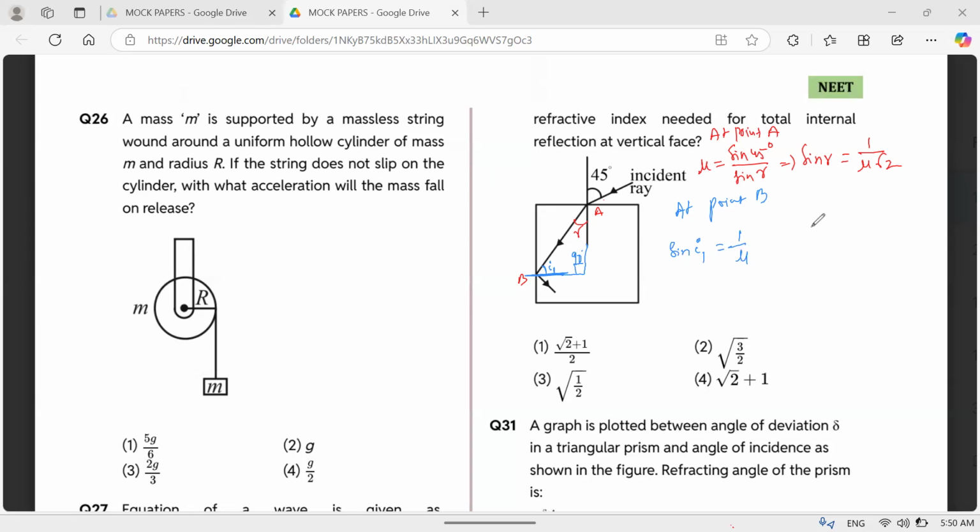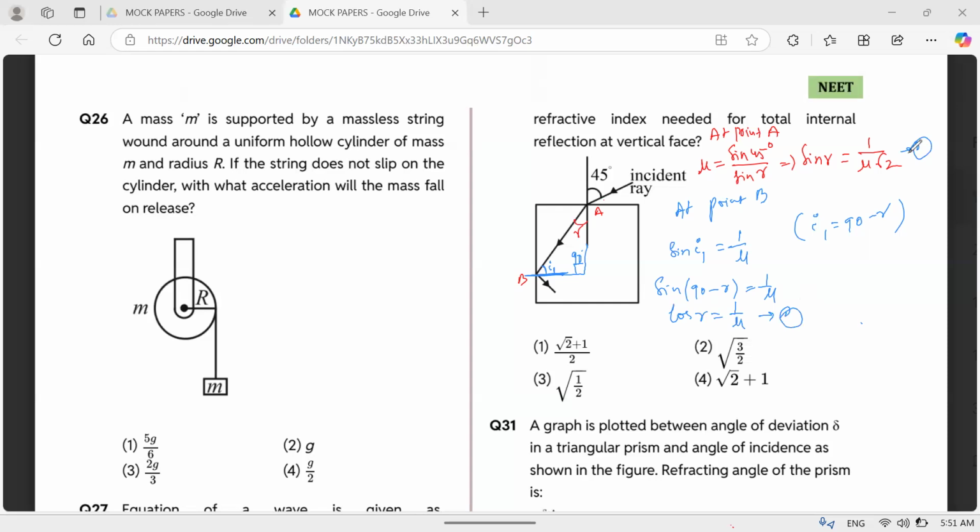Now from the figure, I1 value will be equal to how much, beta? I1 is equal to 90 minus R. Now I can write sin of 90 minus R is equal to 1 by mu. Clear? Sin of 90 minus R is how much, beta? Cos R. Cos R is equal to 1 by mu. This is equation 2 and this is equation 1. So we need the refractive index. We'll take the help of the first equation and second equation.